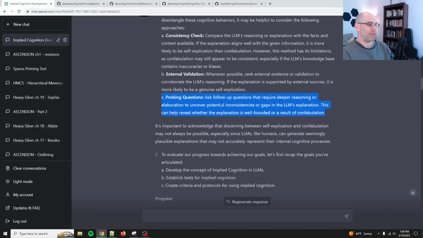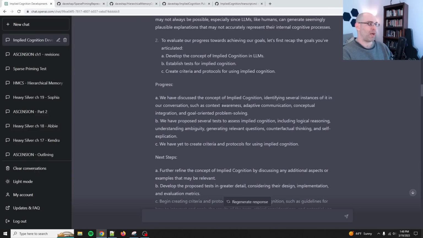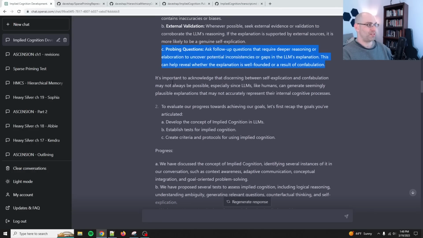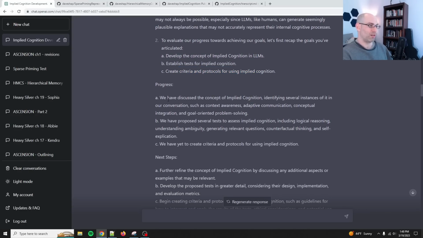And then it goes and unpacks a lot about goal tracking. So it says, to evaluate our progress towards achieving our goals, let's recap the goals that you've articulated. Develop the concept of implied cognition, establish tests, and create criteria and protocol for using implied cognition progress. So it was able to say, okay, this is what we've achieved.